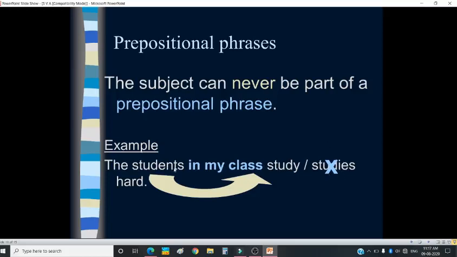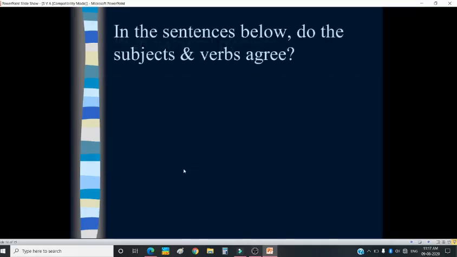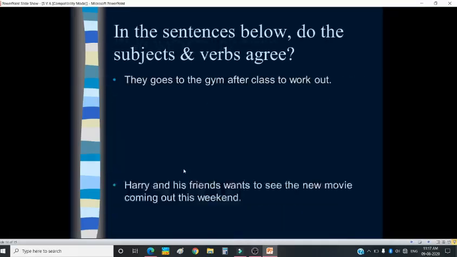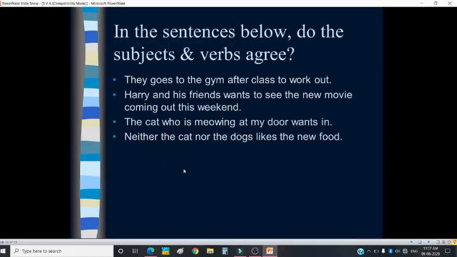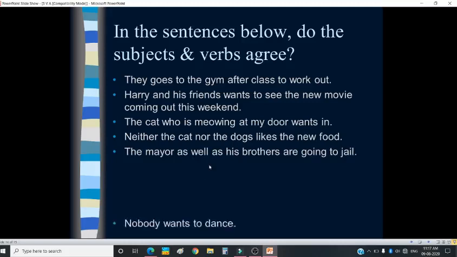You have to look at this one next. In the sentence below, do the subject and verb agree? This is work for you to do at home, and I will give more questions in Google Forms that you can submit to me, but this one is for your homework. Okay.